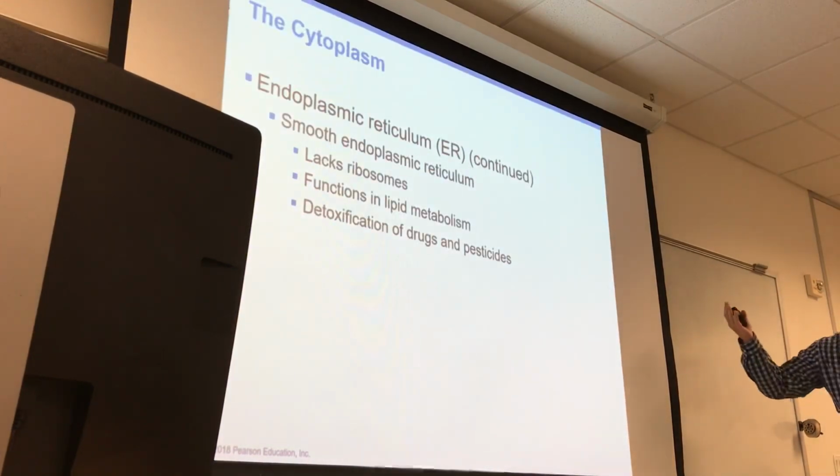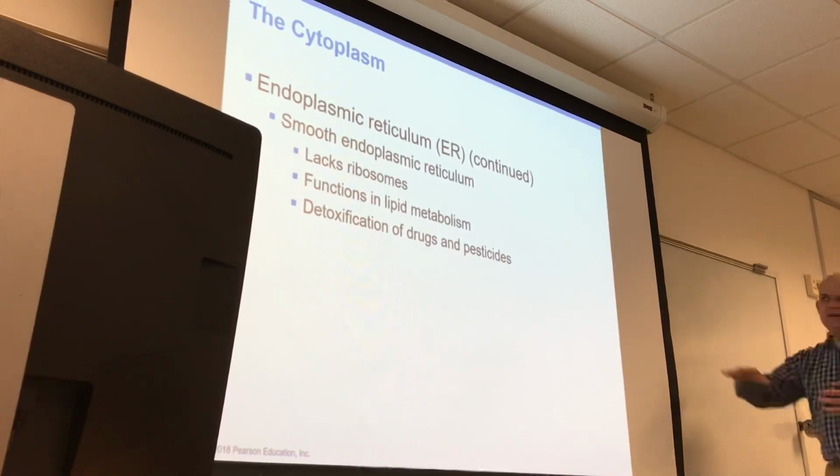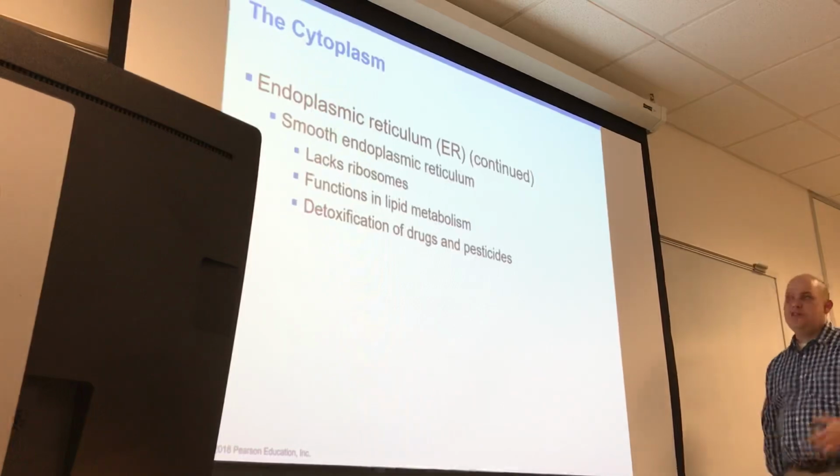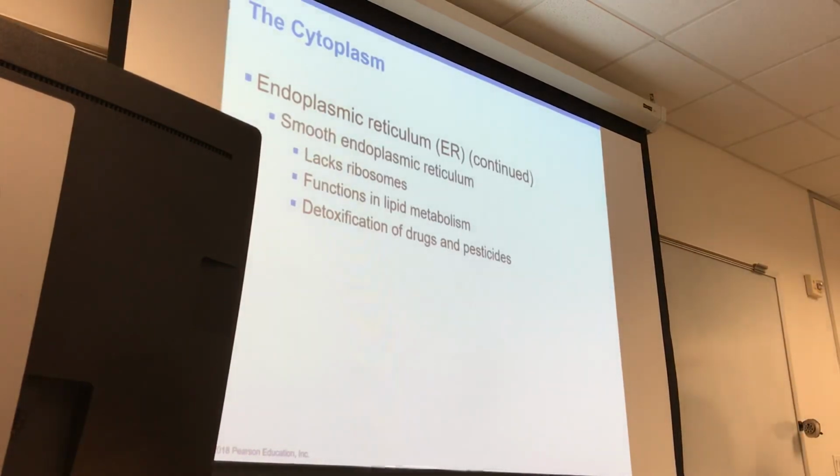The smooth ER, on the other hand, lacks ribosomes, giving it a smooth appearance. Its basic function is to produce lipids, or to metabolize lipids, and detoxify the cell of things like drugs and pesticides. The smooth ER produces steroids, it produces cholesterol, and it helps to detoxify our cell.